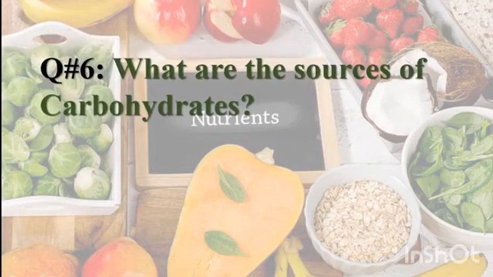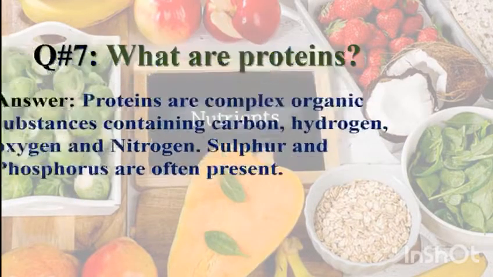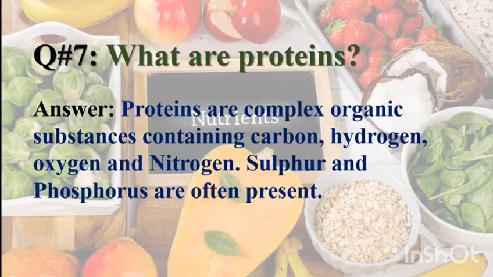What are the sources of carbohydrates? So the sources of carbohydrates are potato, cheese, cereal, rice, milk and dairy products and some fruits. Like rice and potato, these are the main sources of carbohydrates. Then next is what are proteins? Proteins are complex organic compounds.